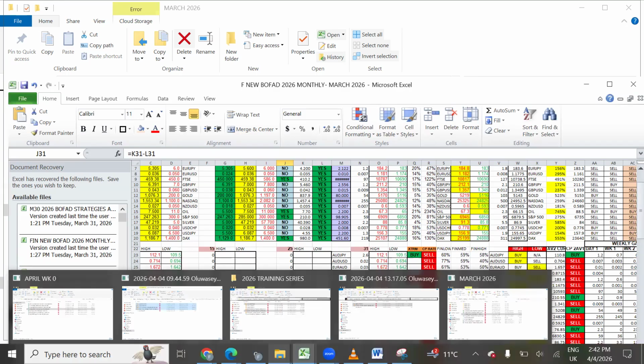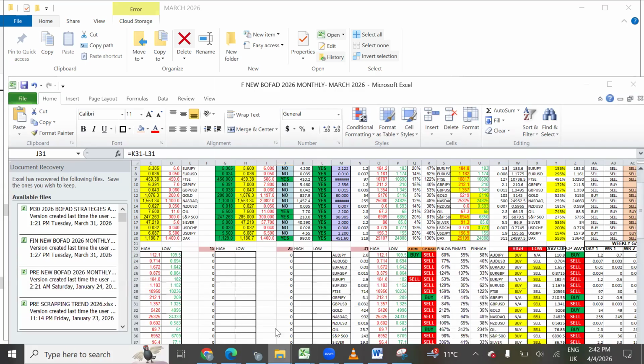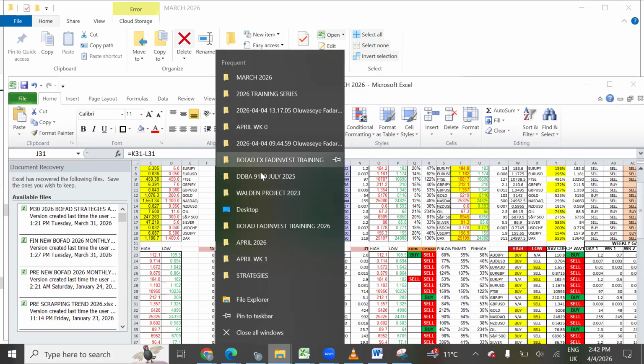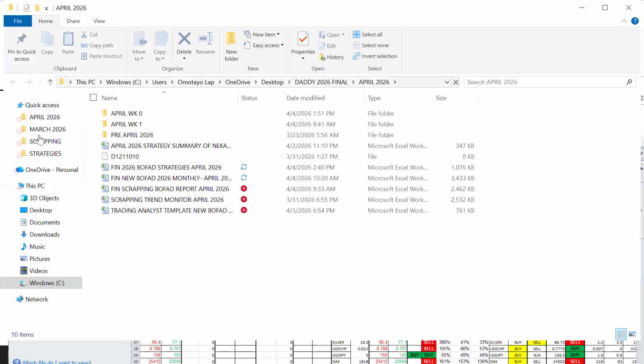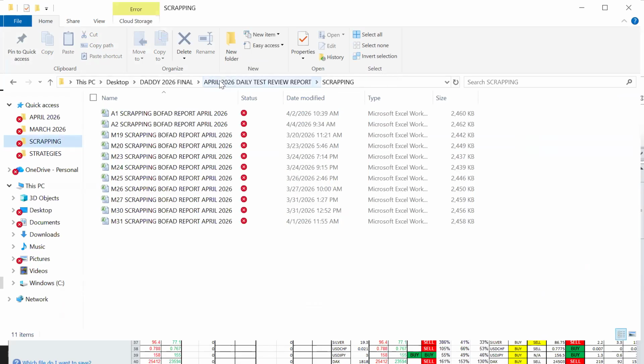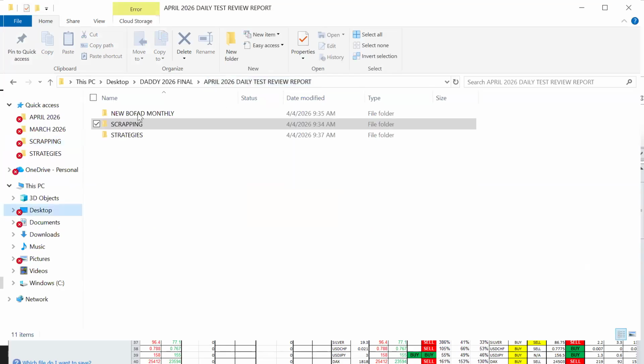Let me see the last update report. So we have another source of backup. That's why most times I have different reports, so that when one report fails, we can also have another backup as a worst case scenario. Okay. So currently, new Bofad monthly.